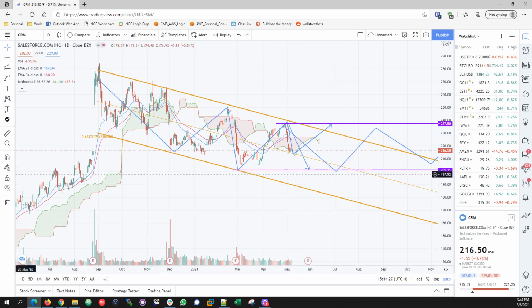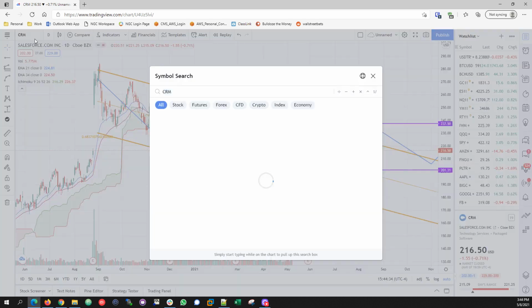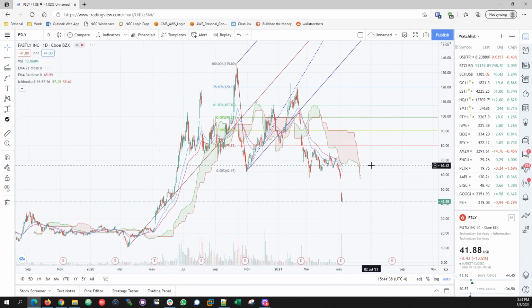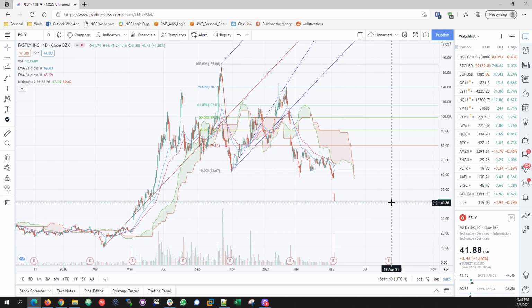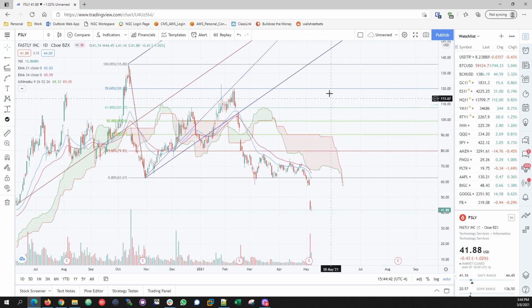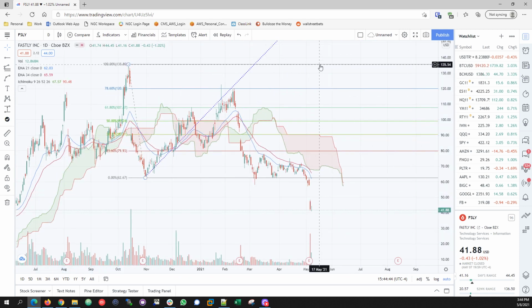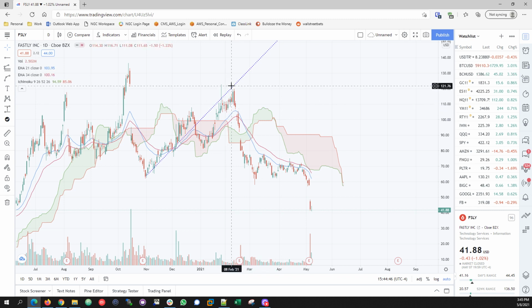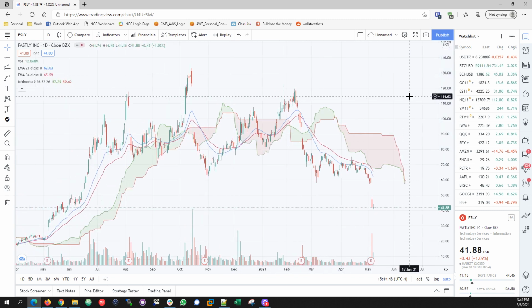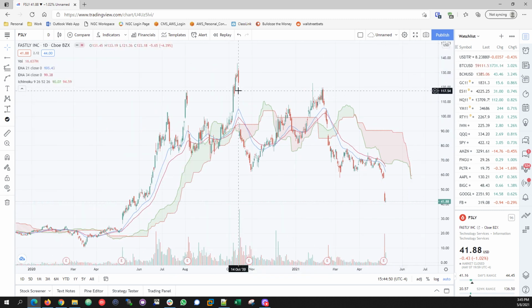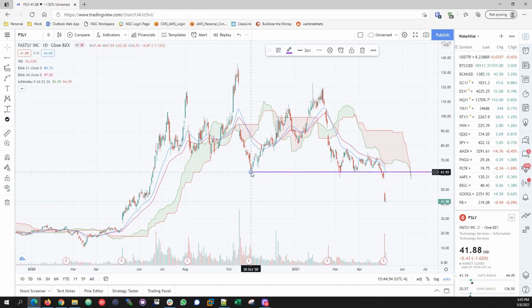There you go. Let's take a look at FSLY. I know it had a terrible week this week, a huge gap down. Let's delete all of this and make the chart more clear. Lost the footing, slipped.